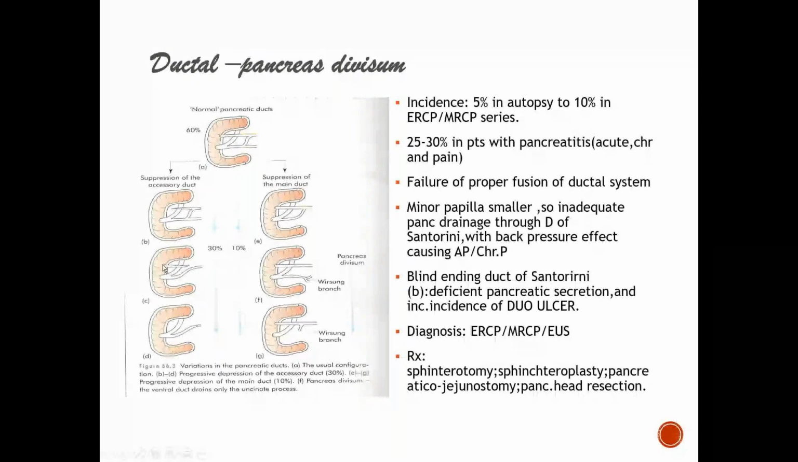So less of bicarbonate secretion out here. So less bicarbonate in the duodenum, more of acid, less of bicarbonate. So the acidity increases. So these patients can present with peptic duodenal ulcers, right? The diagnosis is easily done on ERCP, MRCP, EUS. Treatment: sphincterotomy, sphincteroplasty, or pancreaticojejunostomy, or pancreatic head resection.